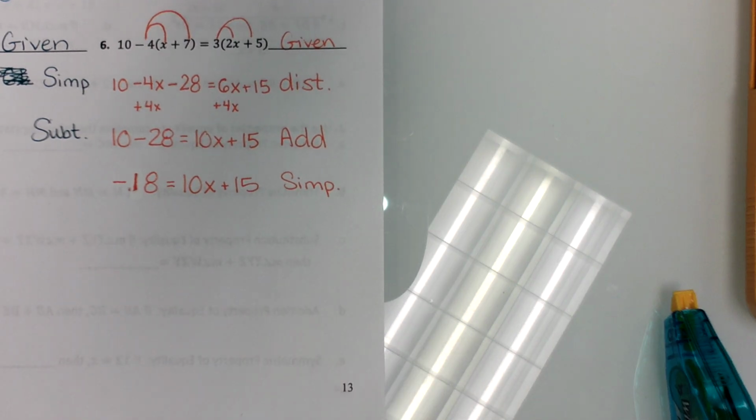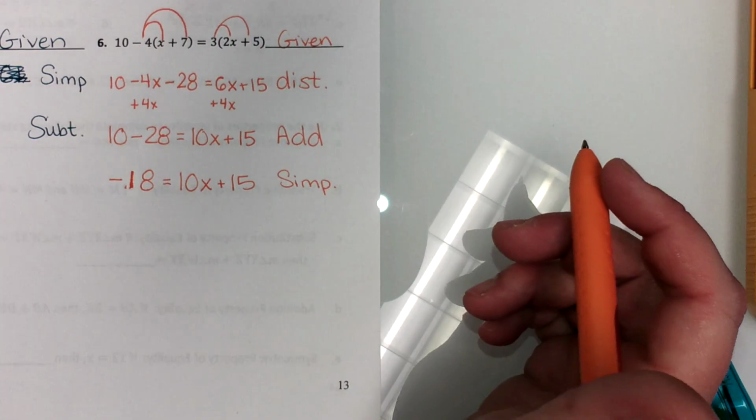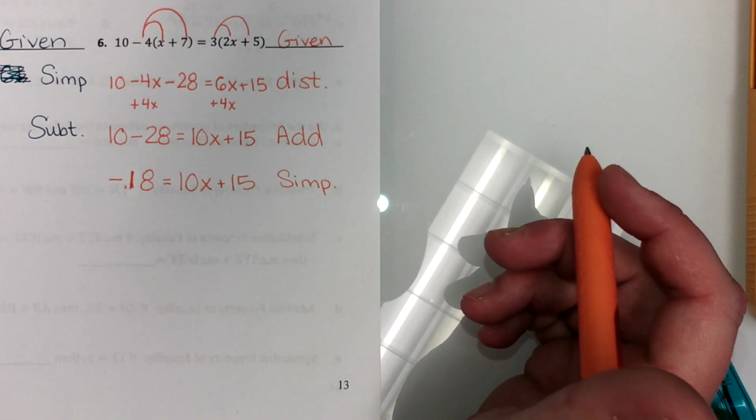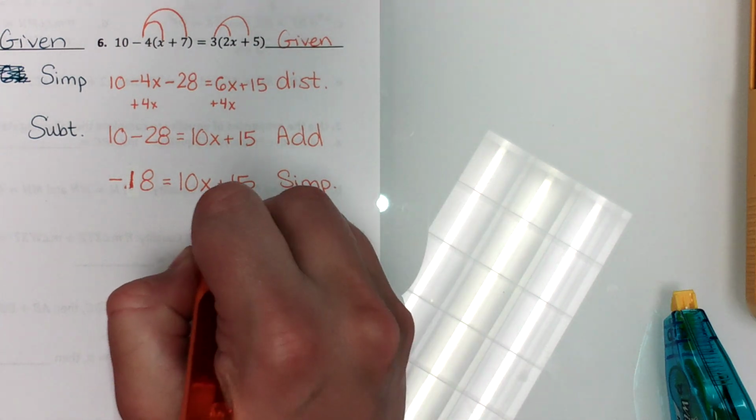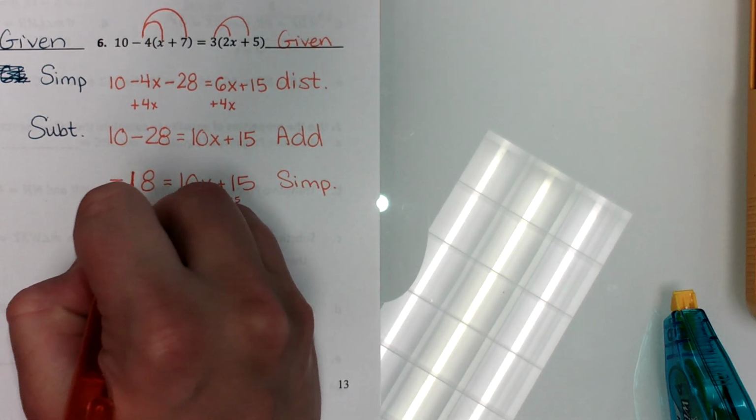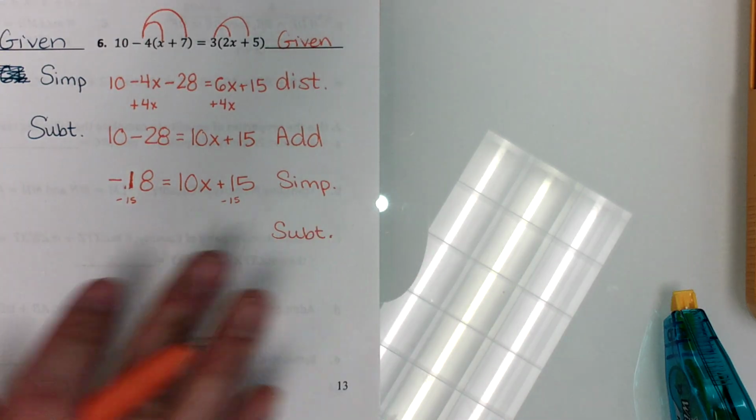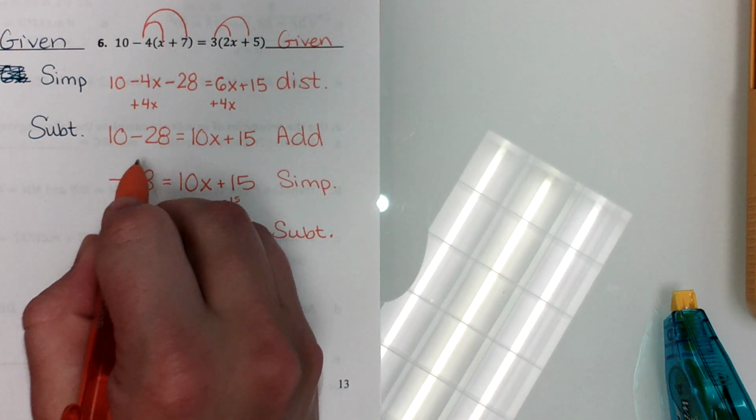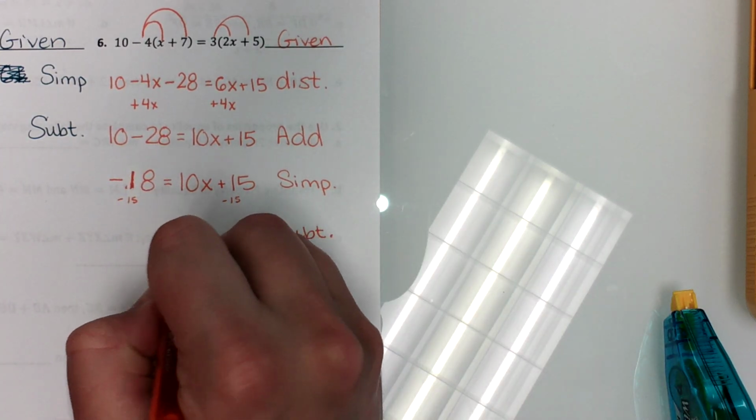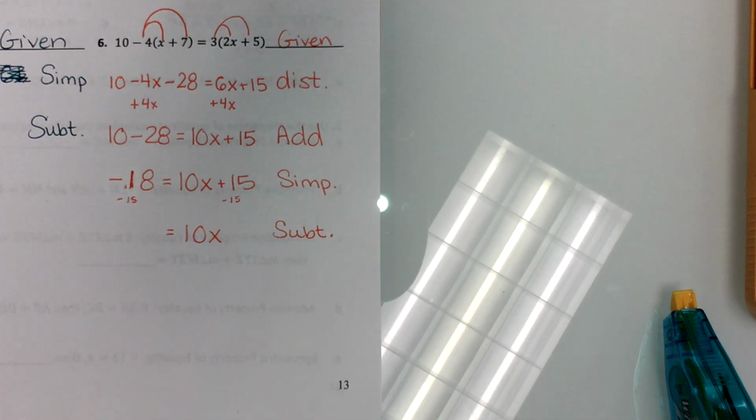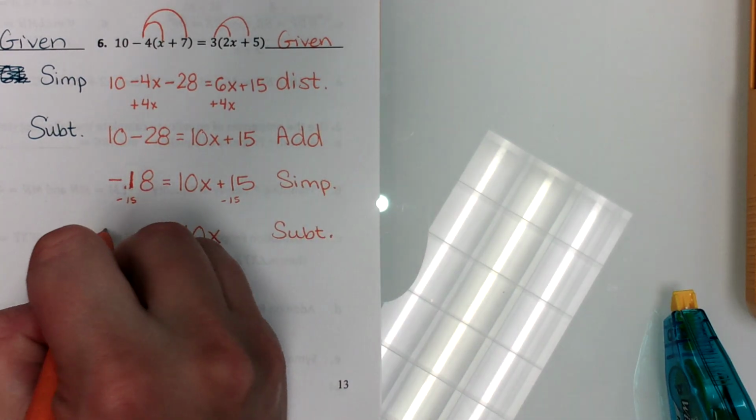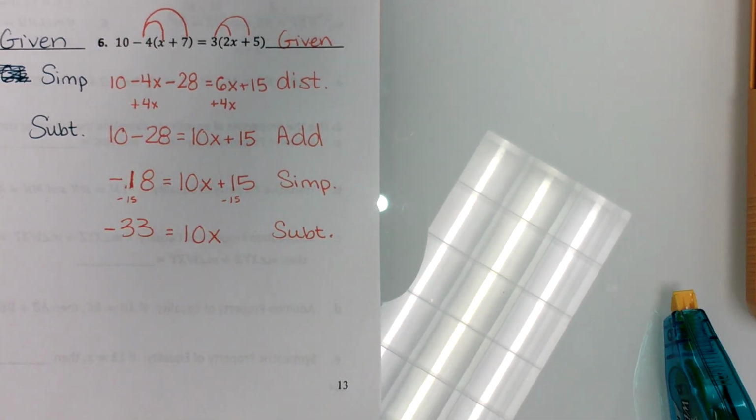Callie, now what? Plus 18. I mean, wait. Minus 15. I don't know. Good catch. Because while you can add the 18, it's going to make life harder on you. 10x is left over here. Negative 18, negative 15 is negative 33.